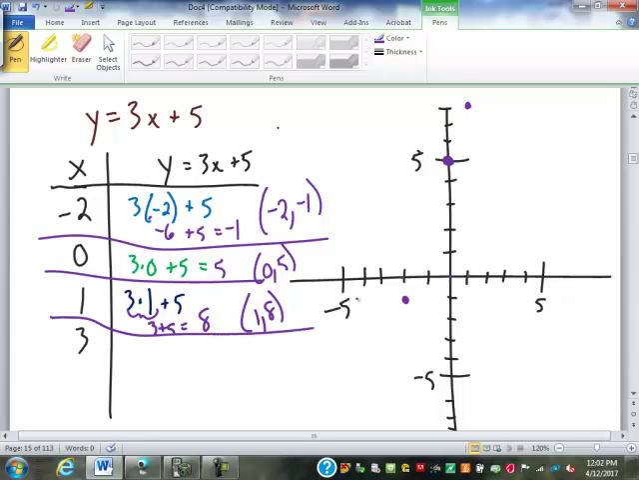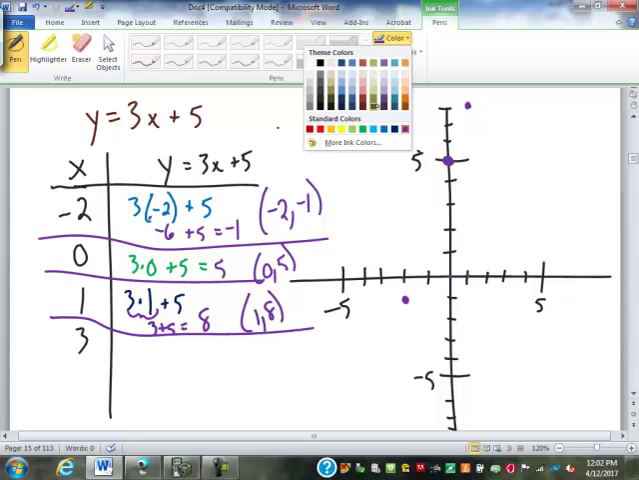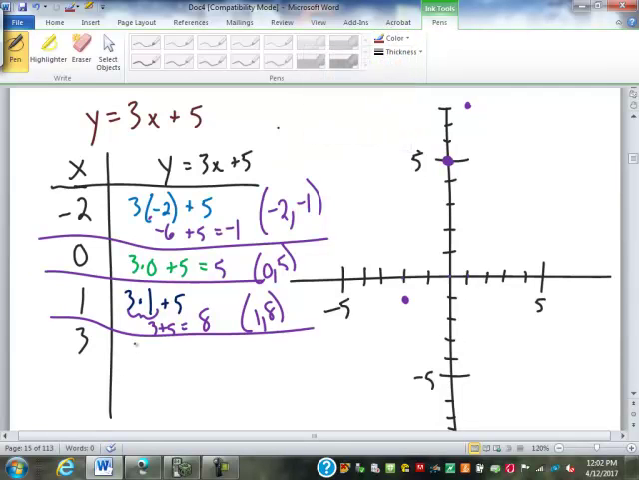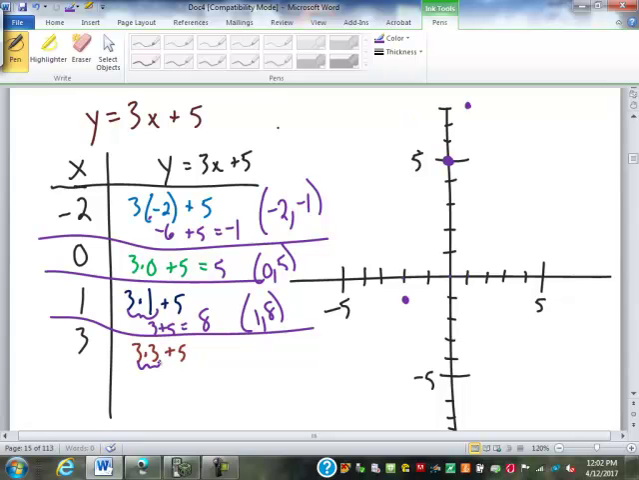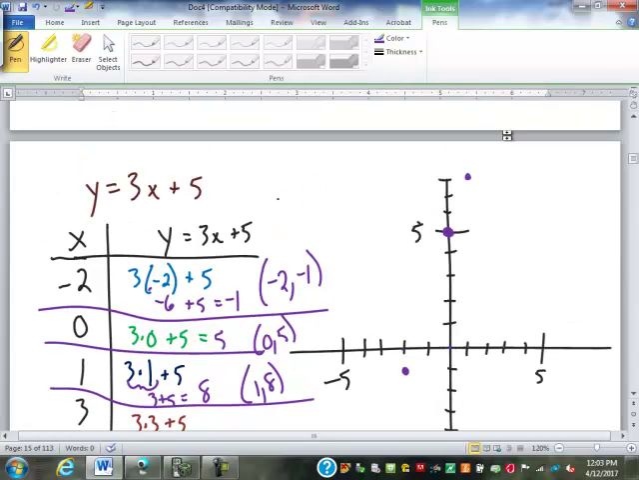Now this next one is, like I said, we're going to go way off the graph. Let's try it. 3 times x becomes 3 times 3 plus 5. 3 times 3 is 9, plus 5 is 14. Well, 3 is right here. That's okay, but I'd have to go up. 14 is going to be off the top of this graph.